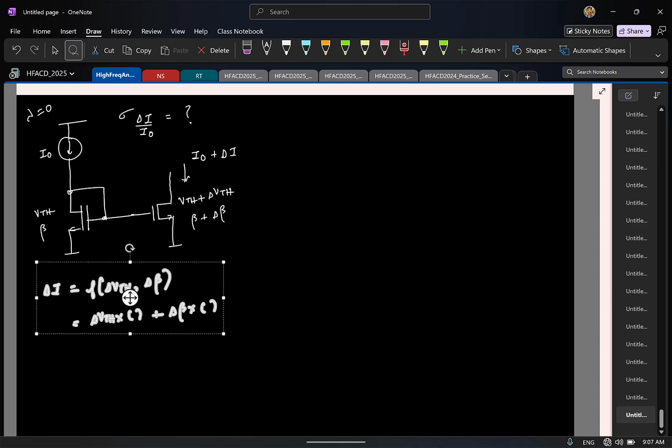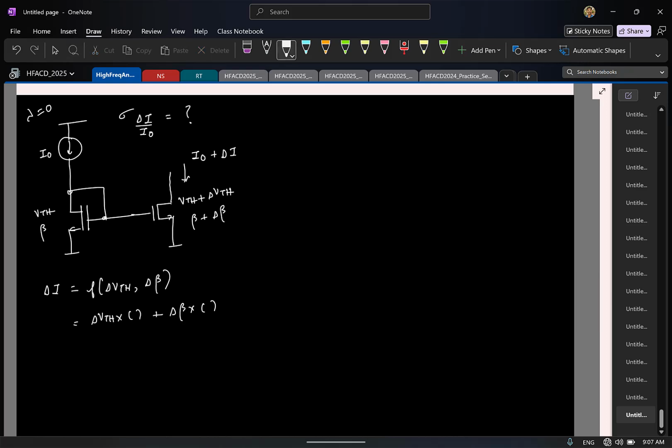What are the terms you might get? Remember, I am going to do VGS minus VTH the whole square, right? So what are the possible terms you may get? Can you tell me directly? You will also get a term with delta VTH whole square and delta VTH times delta beta. These are the terms you will get. Make sense?